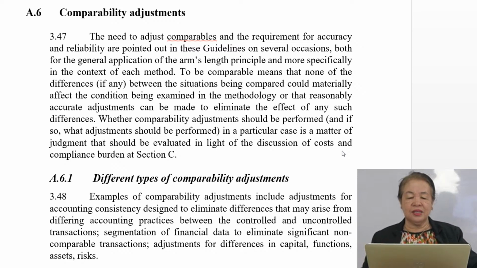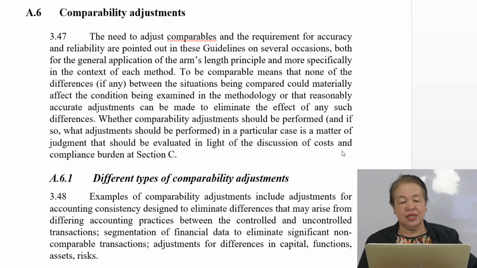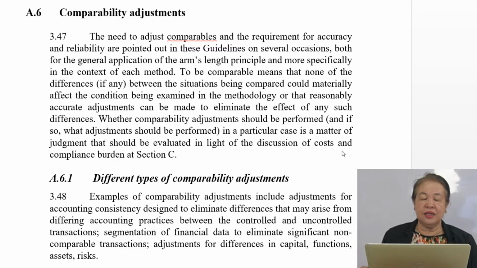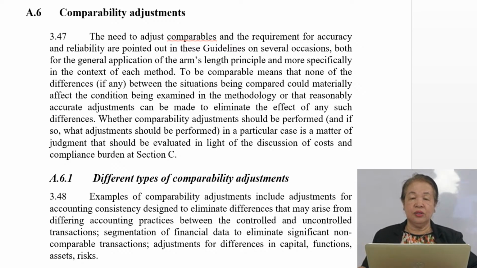To be comparable means that none of the differences, if any, between the situations being compared could materially affect the conditions being examined in the methodology, or that reasonably accurate adjustments can be made to eliminate the effect of any such differences. So why are you going to adjust? Because you want to eliminate the factor that materially affects the conditions being examined, no? You want to make them comparable. That's why you have to eliminate the one that materially affects the comparability.